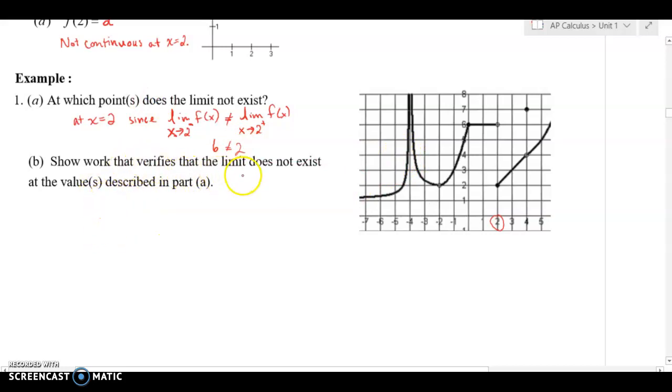Show work that verifies that the limit does not exist at the values described in part A. Well, I think I just did that by accident. Okay, so see part A, and just did that.